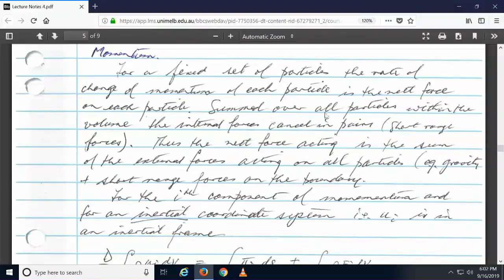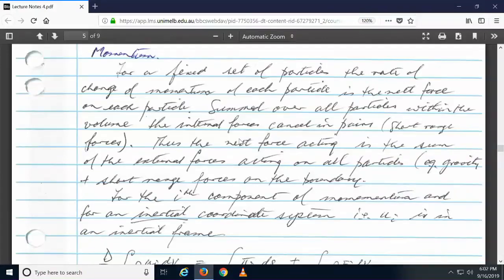But if you sum over all particles within the volume, the internal forces between this particle and this particle, they collide, and they've got a force on them, which changes the momentum of this particle. But this force is exactly equal and opposite to this force. The force on one is equal and opposite to the force on the other. So if I add them all up, they all cancel in pairs.